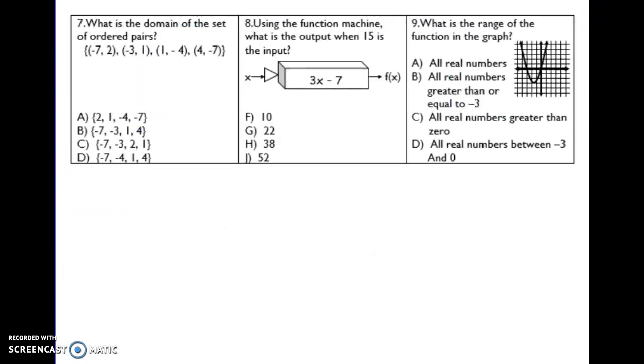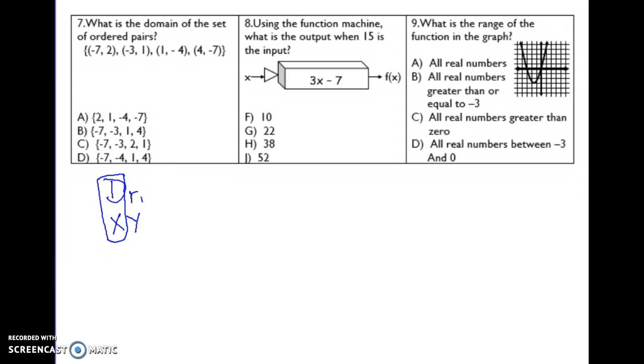Okay, so number 7, what is the domain of the set of ordered pairs? This is really vocabulary, making sure you understand the difference between domain and range. Now, I gave you a little hint for our little Dr. XY, the algebra guy. All right, domain is our x values.